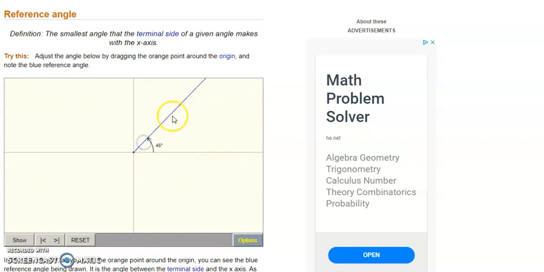Okay? So, neat little program. You can just grab the angle and switch. I like it for an online tool for drawing.